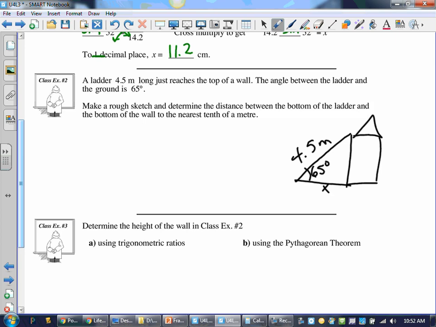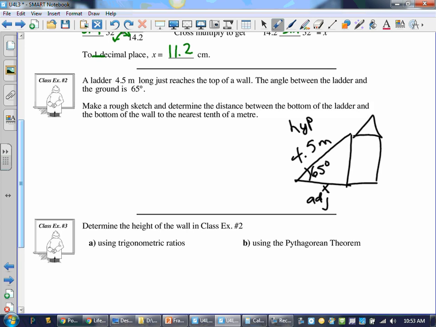So, what do you have? What do you want? What do you need? Well, I have 65 and I have, what's this one here called? The hypotenuse. We can label that. Hypotenuse. What is the side that you're looking for? Adjacent. This is adjacent to 65. We're going to put adjacent down here. Okay. Now, we have an angle, and we have the adjacent and the hypotenuse.